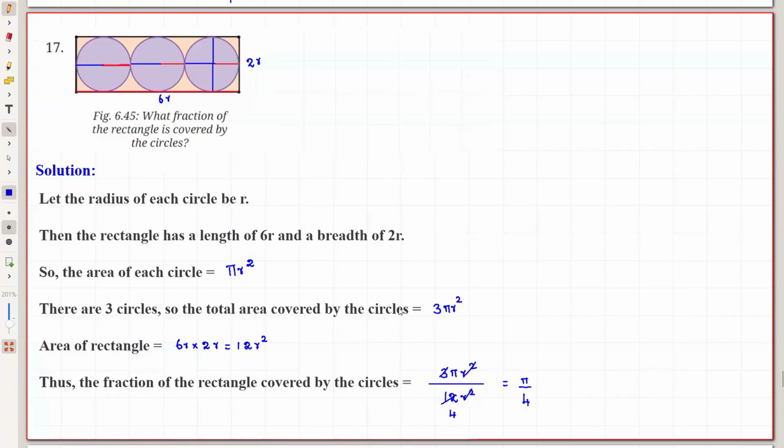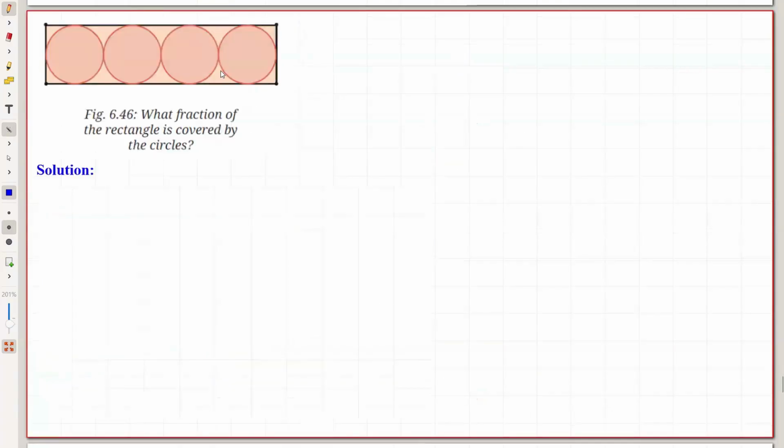Now here there are 1, 2, 3, 4 circles inside the rectangle. The same concept: what fraction of the rectangle is covered by the circles? We can just take the radius as r, and r. So this side also will have r, so the length of the rectangle will be r, and the breadth, this is radius and this is radius, so 2r.